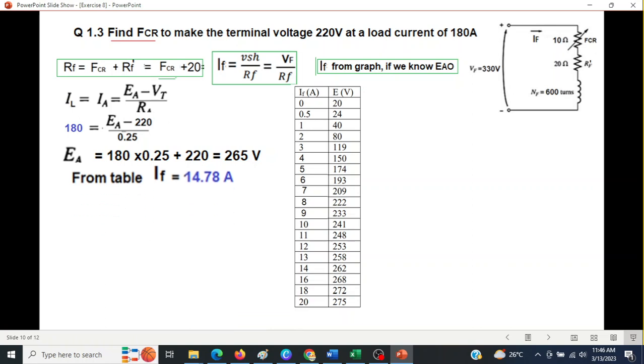But the professor in his solution has taken 14.78. I don't know how accurately you can go to this point, but he has also mentioned that any approximation will be acceptable. So if we take 15 ampere, it will be okay.